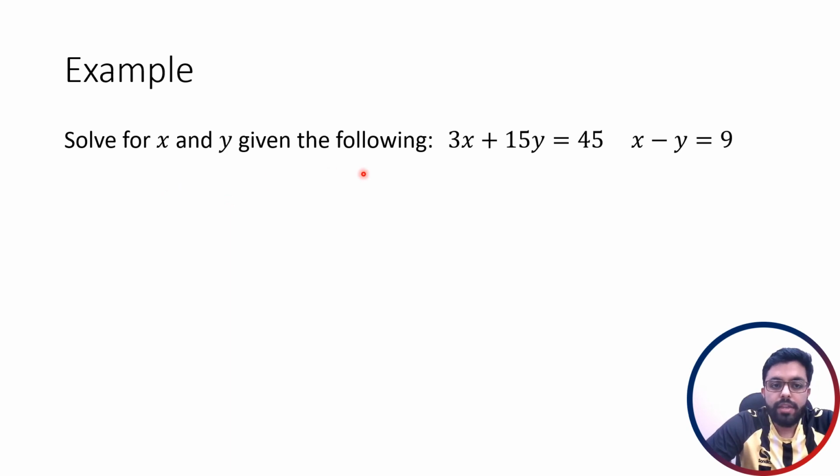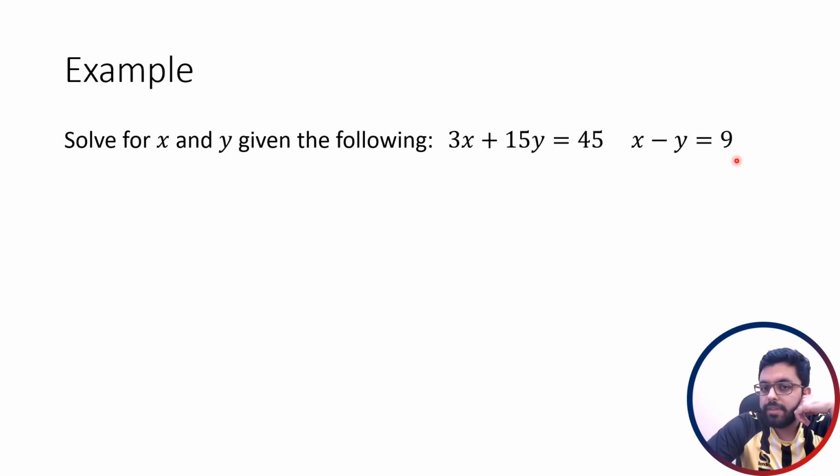So here is the example. Solve for x and y given the following. See, I told you I'd give you the two equations. Here's the first equation: 3x plus 15y equals 45. And then we've got x minus y equals 9. You can already see this one's got a whole bunch of stuff going on. There's a whole bunch of numbers, multiplications going on, right? 15 times y and 3 times x and all this weird stuff. And the second equation looks a lot simpler.